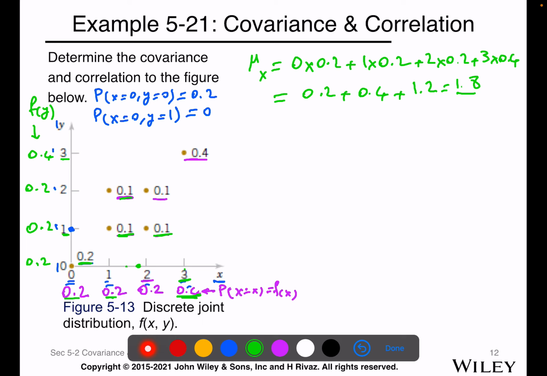So mean of y, what's going to be mean of y? We don't need to compute it. It's exactly the same thing, right? Because the PDF is exactly the same thing, and it's also changing from 0 to 3. So mean of y is also 1.8.